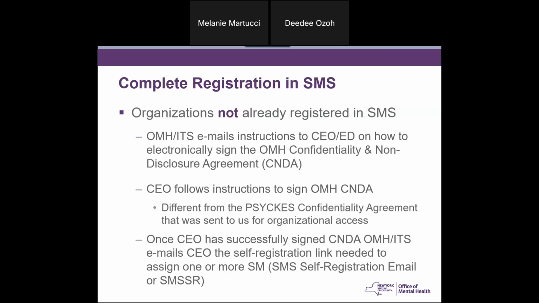So for organizations that are not already registered in SMS, OMH or ITS will email instructions to the CEO or executive director on how to electronically sign that CNDA. And then the CEO will follow the instructions to sign the CNDA. And then once that is signed, OMH or ITS will email the CEO the self-registration link in the SMSSR email, or the SMS self-registration email, and the people who wish to become a security manager will use that.